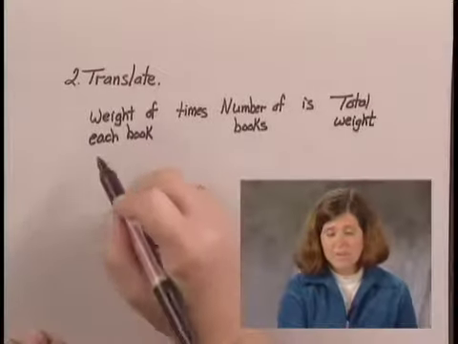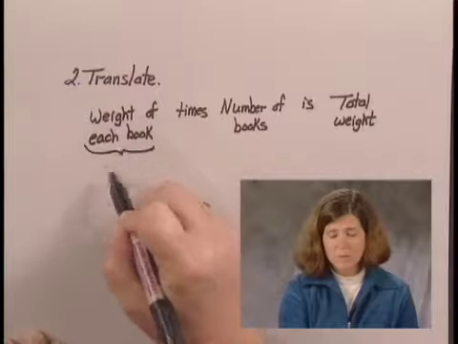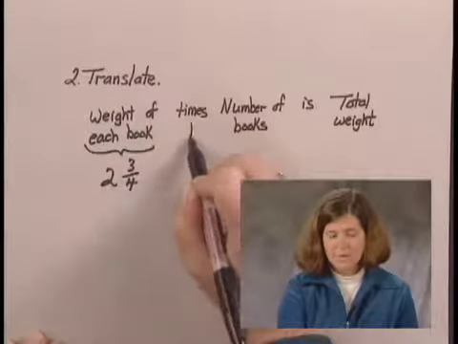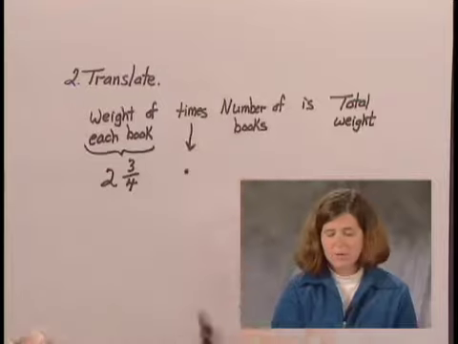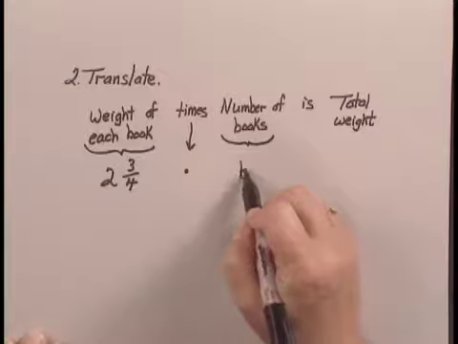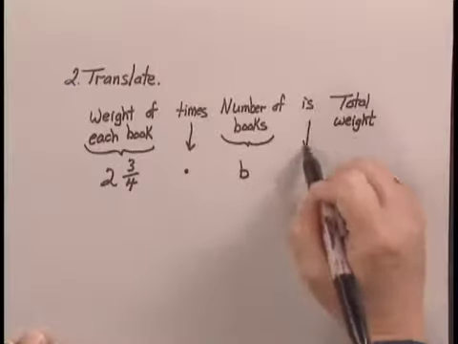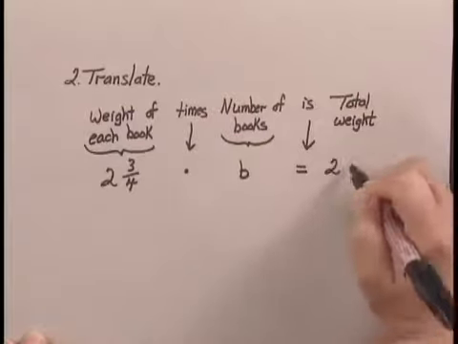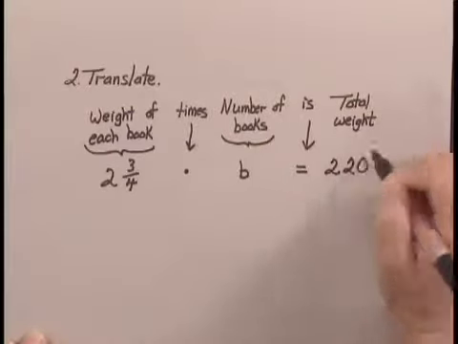And this translates then, the weight of each book was 2 3/4 pounds, so we have 2 3/4. Times is a multiplication symbol. The number of books we let equal B translates to equals, and the total weight was 220 pounds. So we write 220.